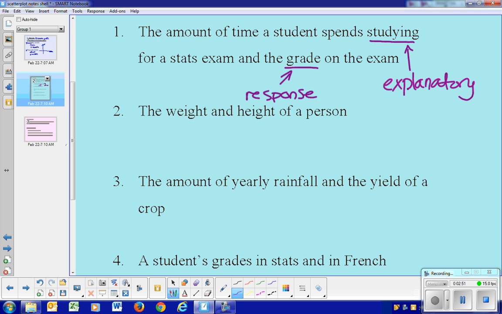Saying this does not mean that only studying affects the grade. It just is saying that studying is something that affects the grade. There could be other things as well, as we mentioned just a second ago. Okay? The second thing, the weight and the height of a person. Does your weight determine how tall you are?